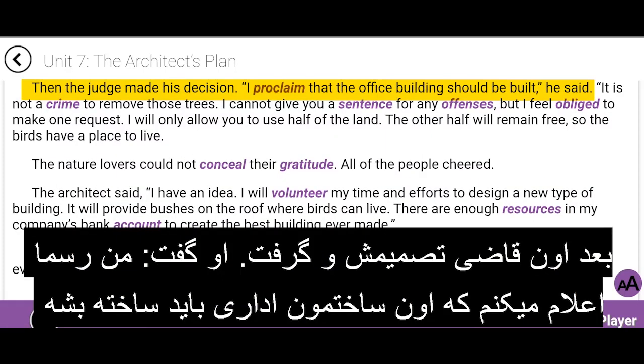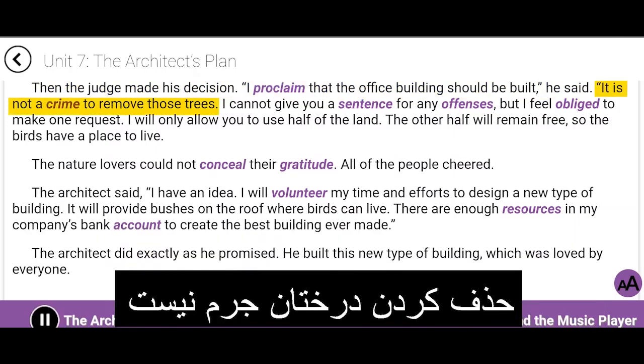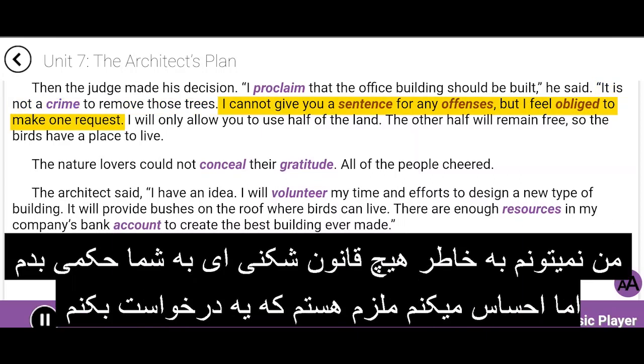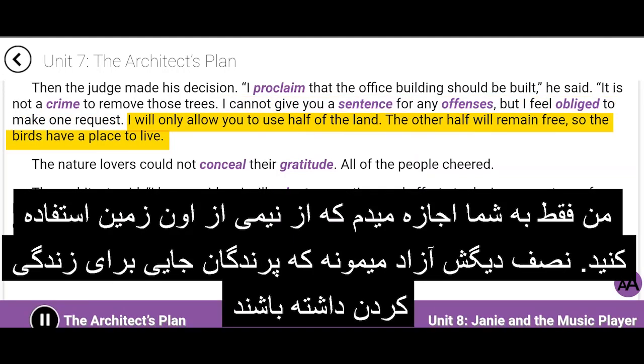Then the judge made his decision. "I proclaim that the office building should be built," he said. "It is not a crime to remove those trees. I cannot give you a sentence for any offenses, but I feel obliged to make one request. I will only allow you to use half of the land. The other half will remain free so the birds have a place to live."